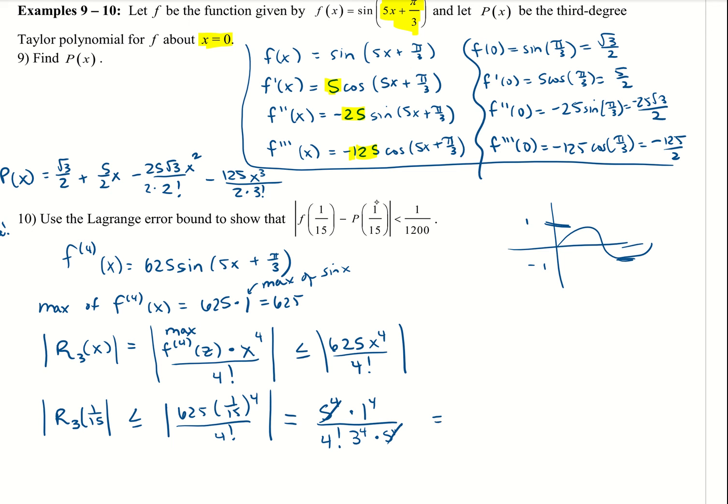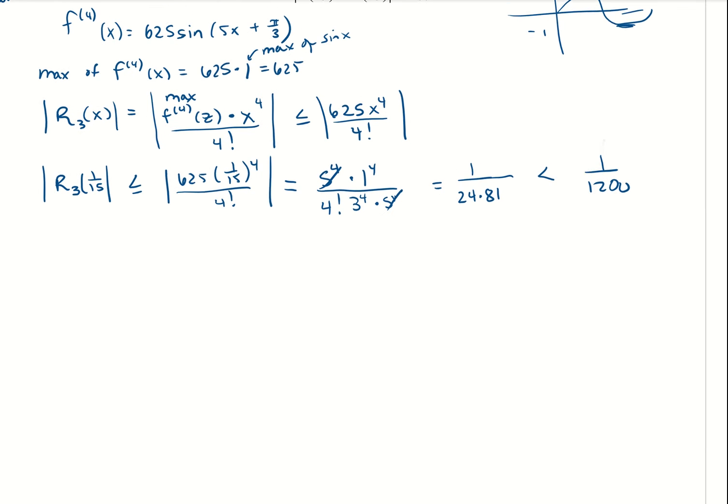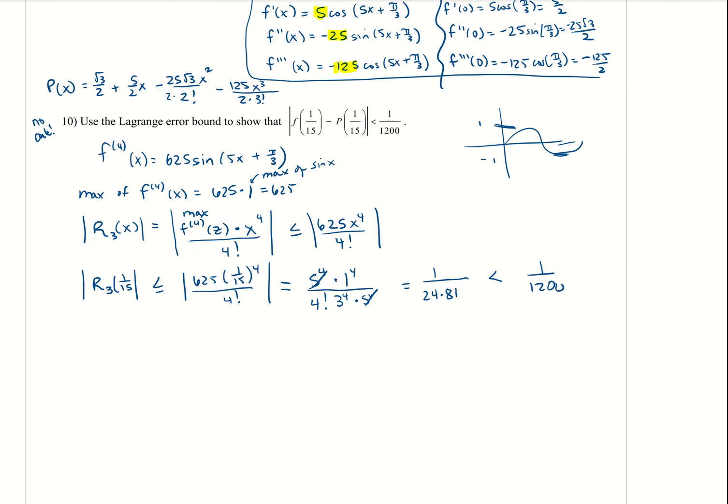So what would this all equal? This would be 1 to the 4th, which is 1, over 4 factorial, which is 24, times 3 to the 4th, which is 81. Well, I know that 20 times 80 is 1600. Well, that is already less than 1 over 1200, and I just did some approximation on here. And so I've used the Lagrange error bound to show that my error, which would be 1 over 24 times 81, is indeed less than 1 over 1200. And that is the end of our notes for 4.8.